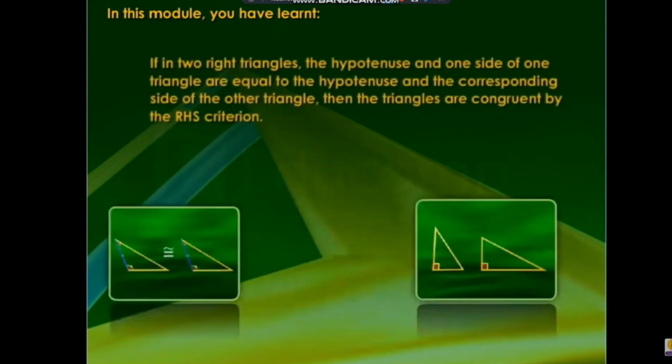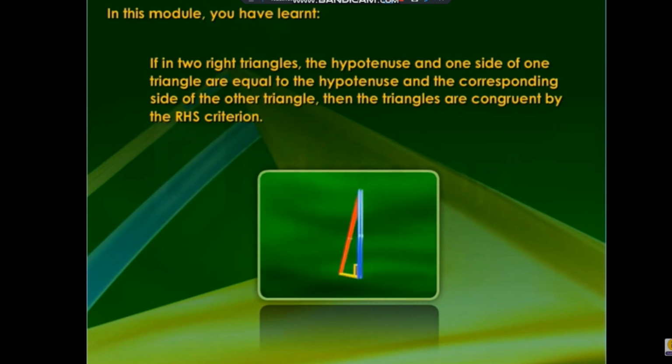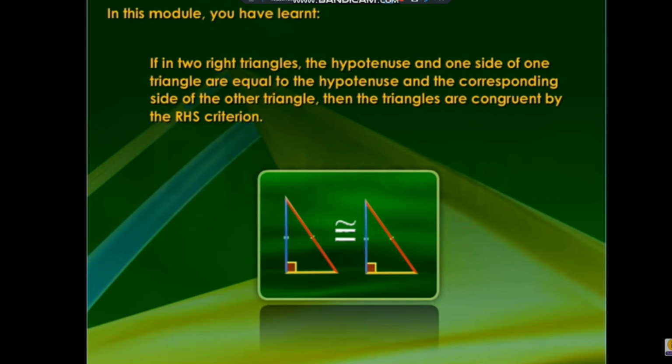If in 2 right triangles the hypotenuse and one side of one triangle are equal to the hypotenuse and the corresponding side of the other triangle, then the triangles are congruent by the RHS criterion.